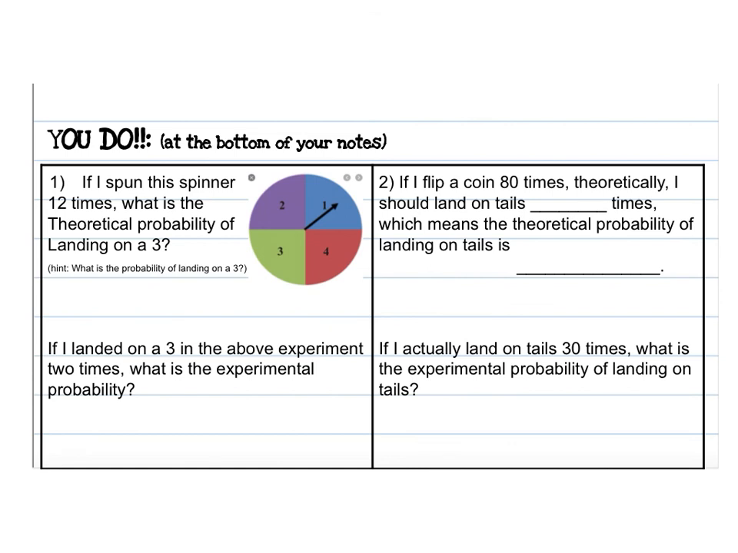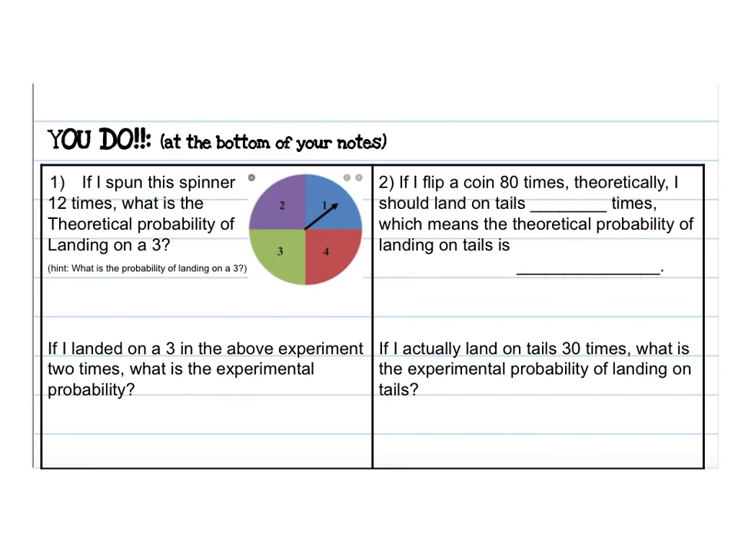Okay, so here's the questions that I want to see completed at the bottom of your notes. So you're going to pause here and actually try these ones on your own. Number 1, we're using that spinner again, and we're spinning it 12 times. What's the theoretical probability of landing on a 3? And then you're also looking and seeing what the experimental probability is.